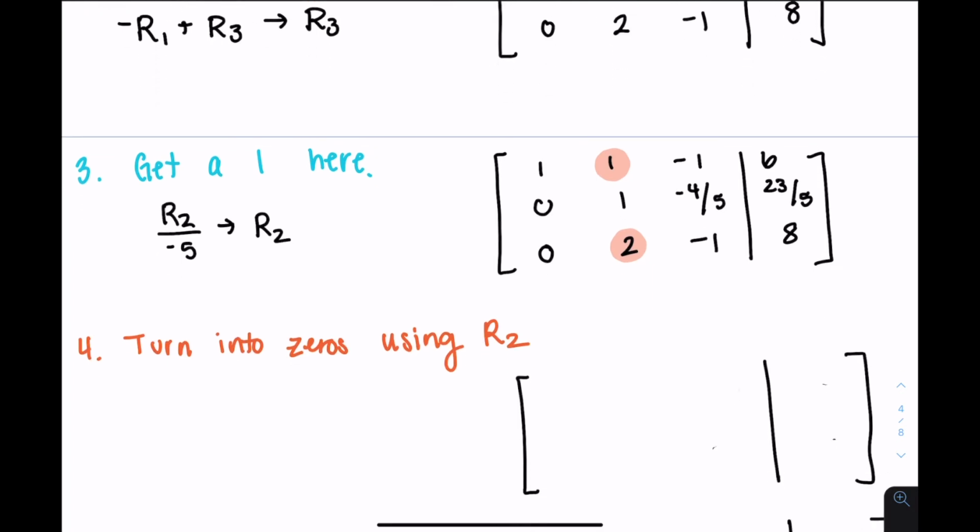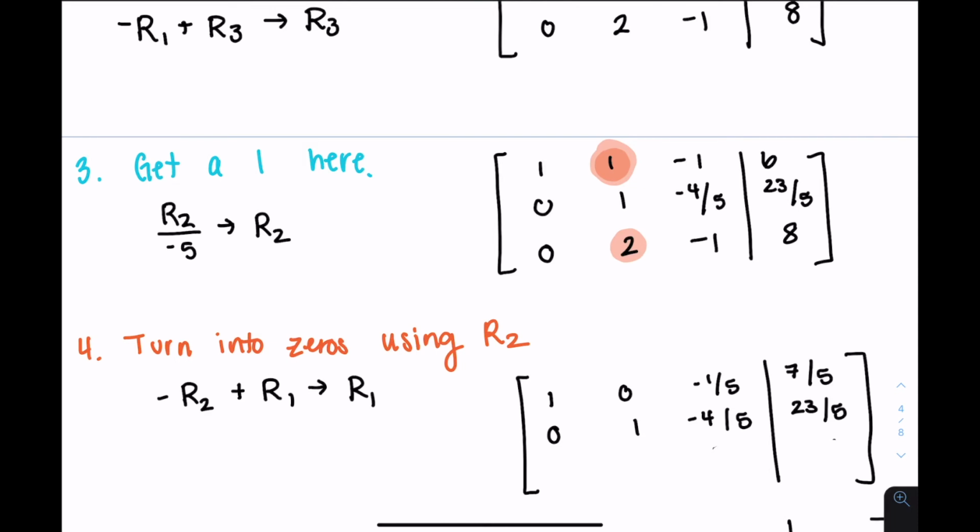The way we can eliminate from this first piece is I'm going to take negative of the second row, add it to the first, and that's my new first. So my second row doesn't change. When I perform this row operation, we're going to get a 1, a 0, and then if you take 4/5, add it to -1, you get -1/5. 23/5 times -1 plus 6 will give you 7/5.